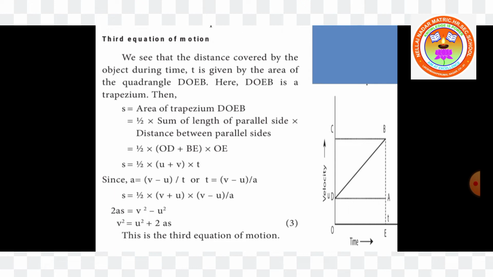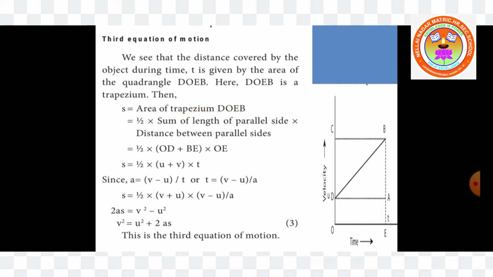Students, next, the third equation of motion. We see that the distance covered by the object during time t is given by the area of the quadrangle DOEB. Here the DOEB is a trapezium. Then the distance traveled by the object S is equal to the area of the trapezium DOEB. Okay, so the formula to calculate the area of the trapezium DOEB is 1 divided by 2 into the sum of the lengths of the parallel sides into the distance between the parallel sides.